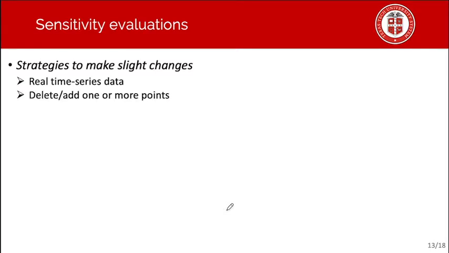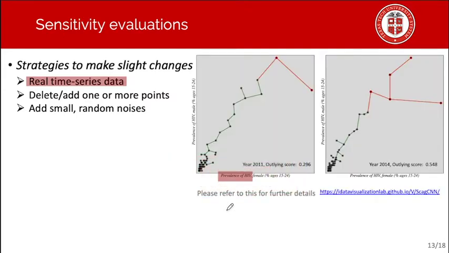We also evaluate the sensitivity of the underlying algorithms. The strategy is that we make some slight changes to the underlying data: using real life time series data, or deleting or adding one or more points to the data, or adding small random noise to the data. And our strategy is that we use real time series data. We use the prevalence of HIV dataset for the years 2011 and 2014, so that there are only small changes in the underlying data, but we won't see a large difference of outlying edges generated by the underlying algorithm.